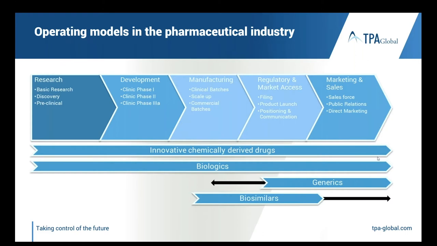And here, Yariv, I give the word to you to talk about specialties in transfer pricing, particularly the research and development for this value chain.